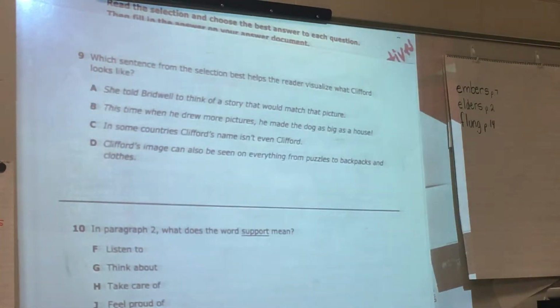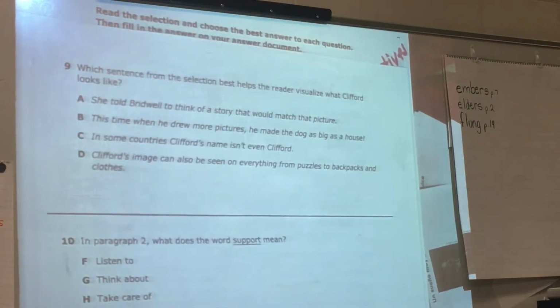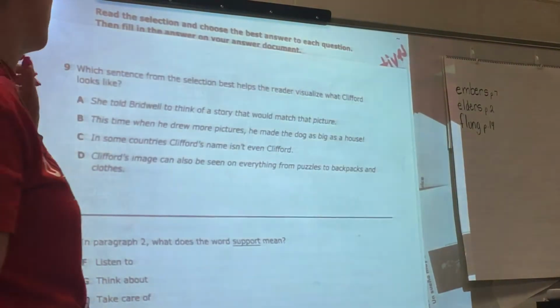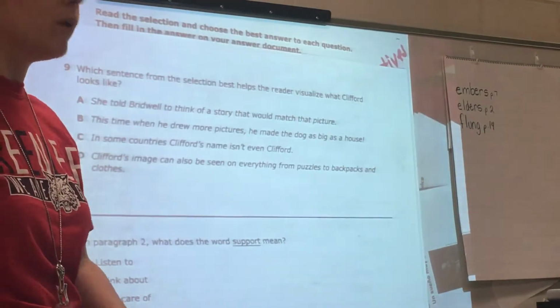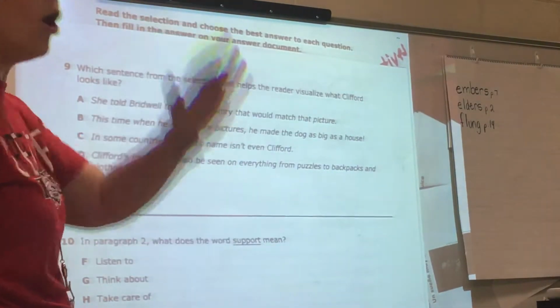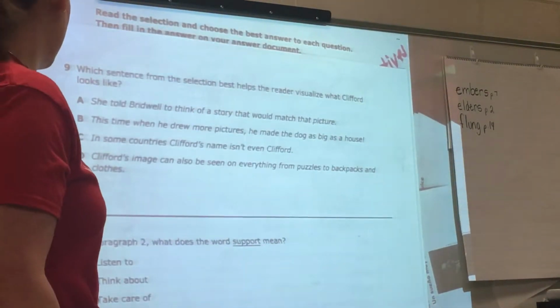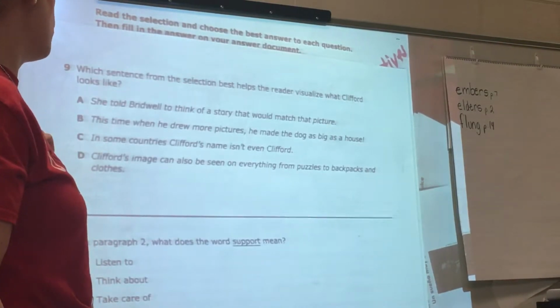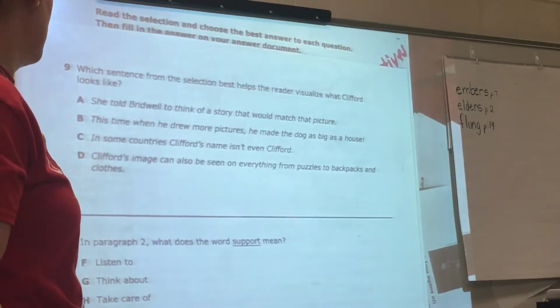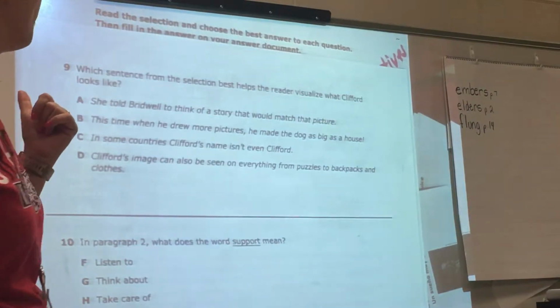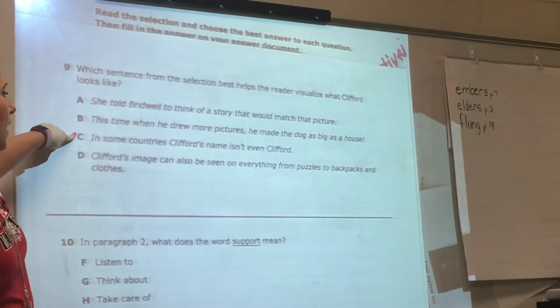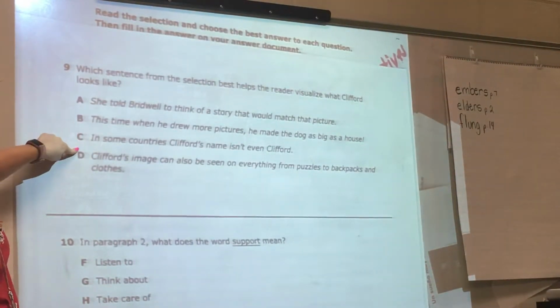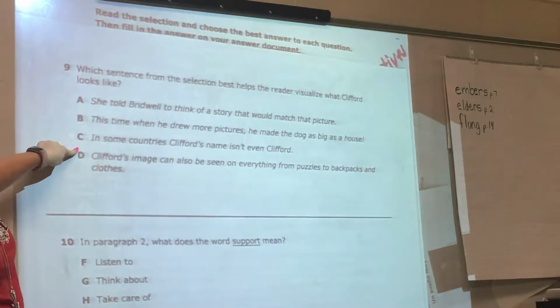Let's go to question number 9. It says, which sentence from the selection best helps the reader visualize what Clifford looks like? That's the first time I read it, and we have to read the whole thing, including the question with the answers, all at once. A, B, C, D. A, she told Bridwell to think of a story that will match that picture. B, this time when he drew more pictures, he made the dog as big as a house. C, in some countries, Clifford's name isn't even Clifford. D, Clifford's image can also be seen on everything from puzzles to backpacks and clothes.